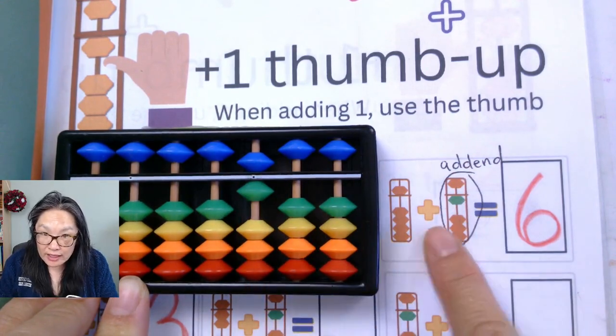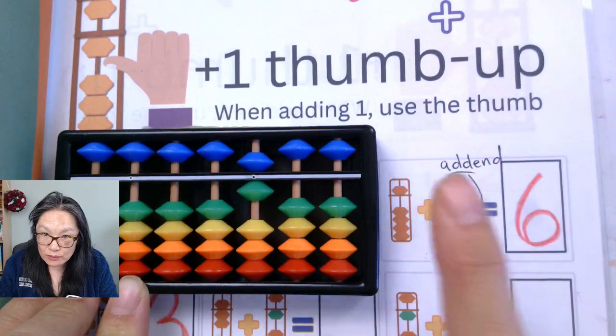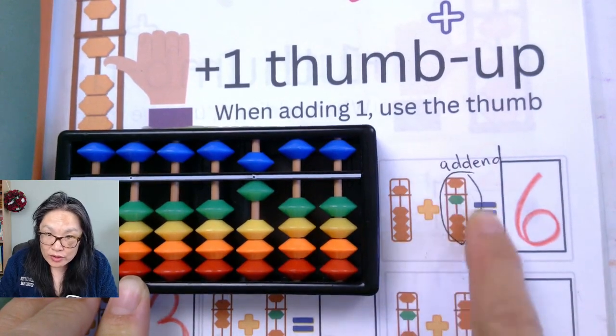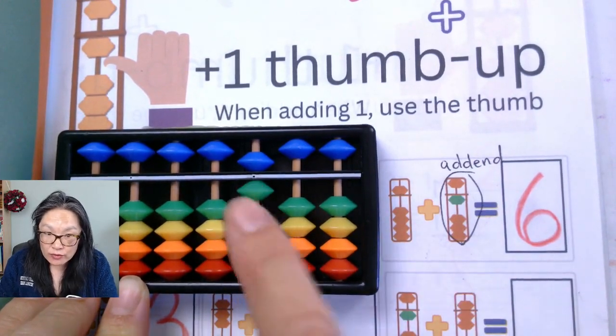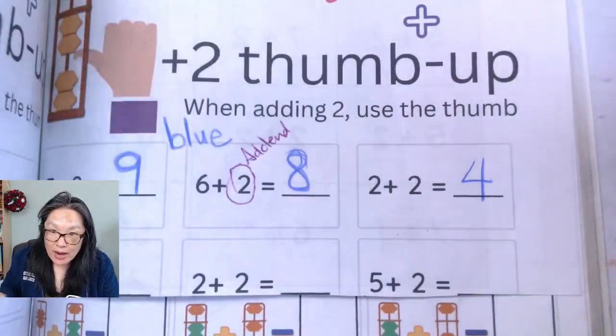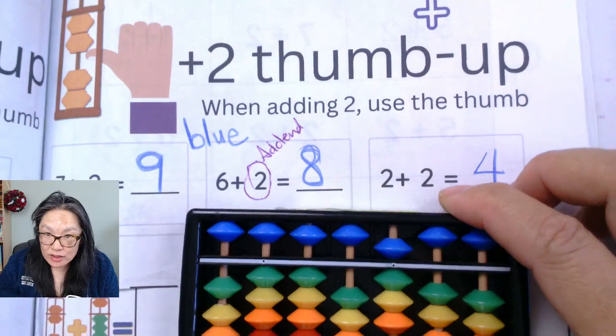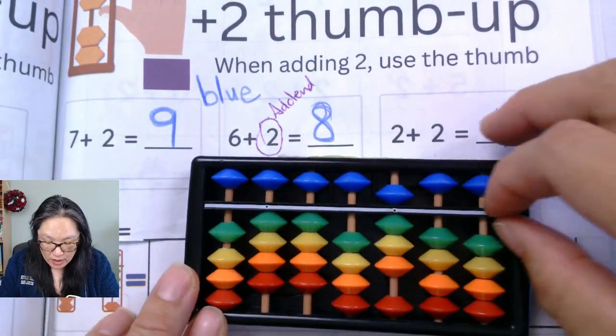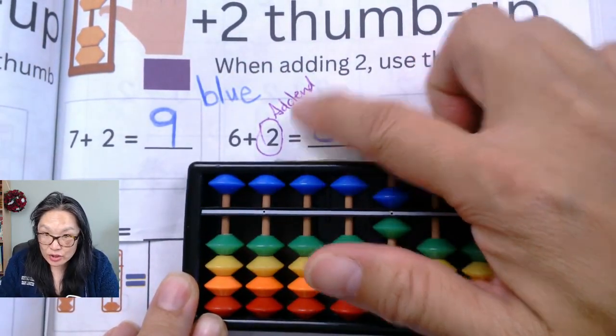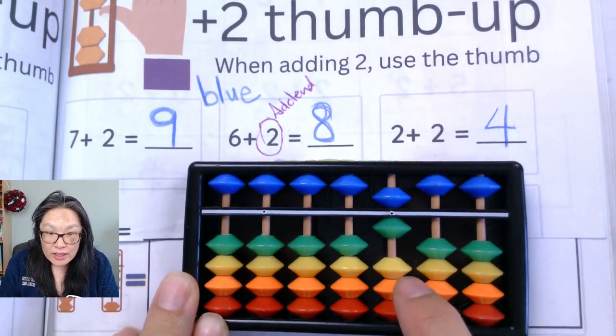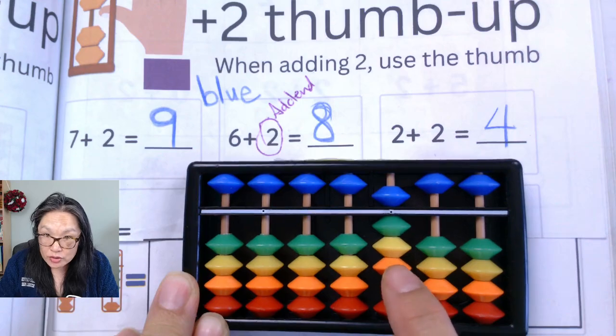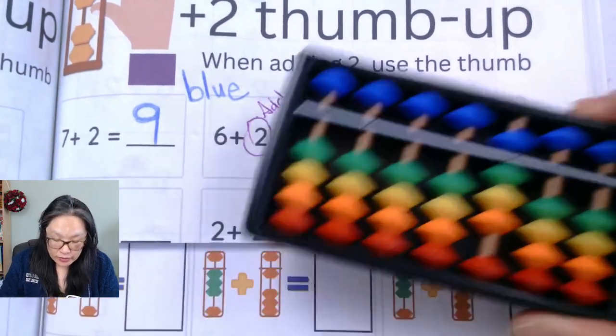When we're looking at it, I'm not looking at how to make a 6. What I'm looking for is, what do I do to add the 1? All I need to do is move the 1 bead up. So that's about adding 1. We can do the same thing with the 2. Because we have 6 and I want to add 2, are there enough beads to add the 2? Yes, there are. So all I've got to do is move the 2 beads up. And that's all we're doing.